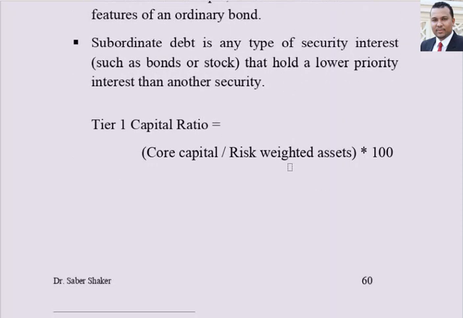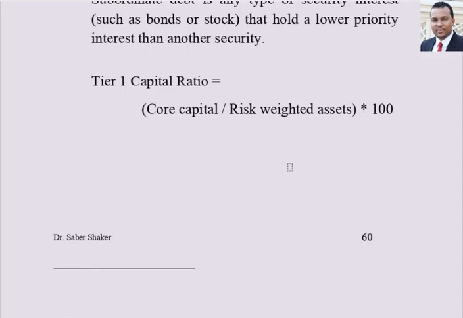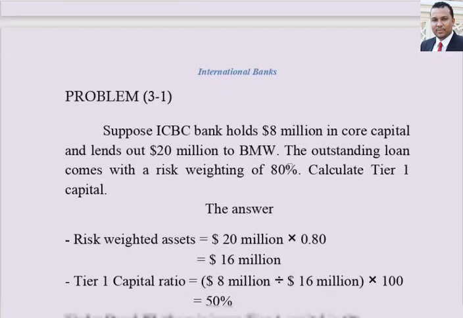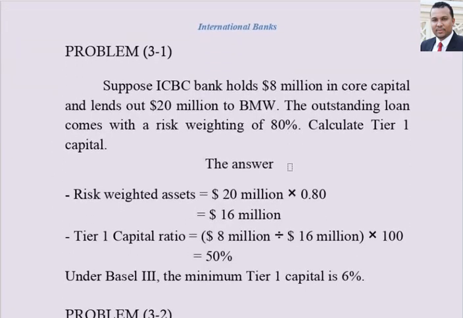What about our regulation or our rule? To calculate the Tier 1 capital ratio, it equals core capital divided by risk-weighted assets. Core capital divided by risk-weighted assets. So this is example or problem number 3.1.